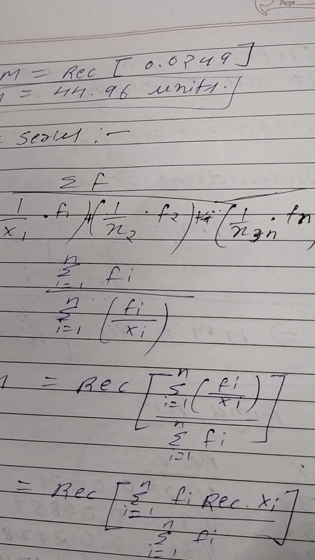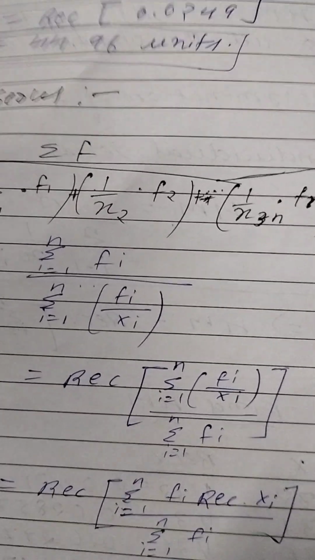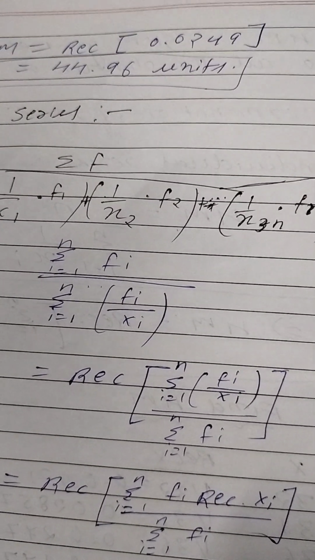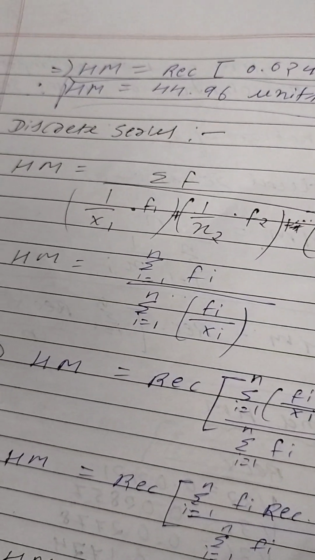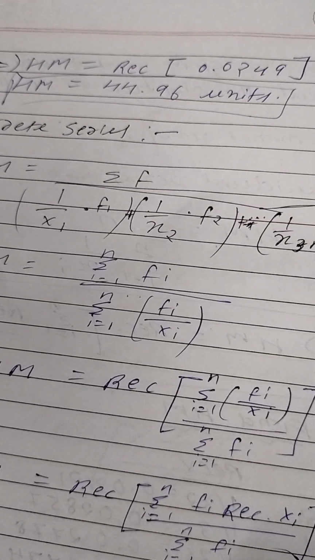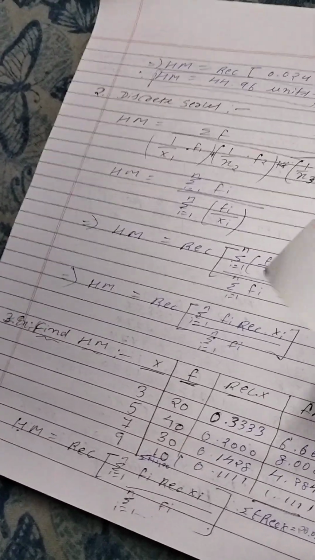This is the value where again you have to take the reciprocal. So when you write 1 by 0.049, and after the removal of the decimal you get this answer, 44.96 units. Okay, this is all about the calculation. It is a calculation but not that much.